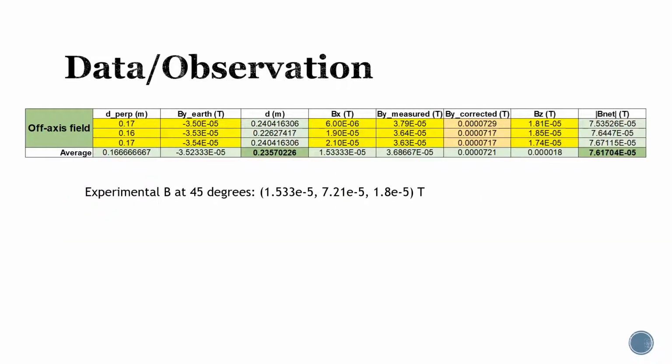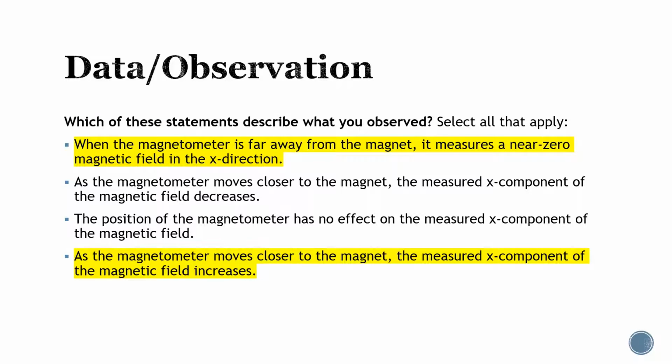This slide presents my off-axis data with an average experimental magnetic field at 45 degrees to be 1.533 e to the negative 5, 7.21 e to the negative 5, 1.8 e to the negative 5 Tesla. Throughout my experiment, I noticed that when the magnetometer is far away from the magnet, it measures a near-zero magnetic field in the x direction. In addition, as the magnetometer moves closer to the magnet, the measured x component of the magnetic field increases.